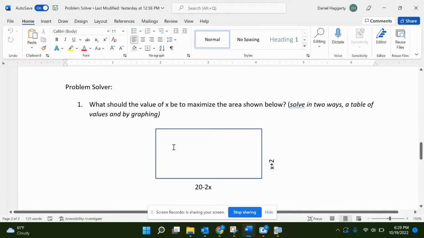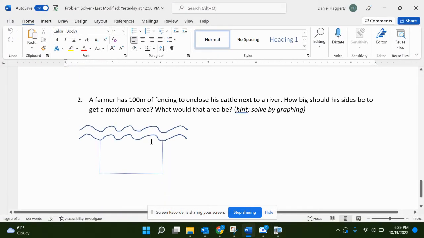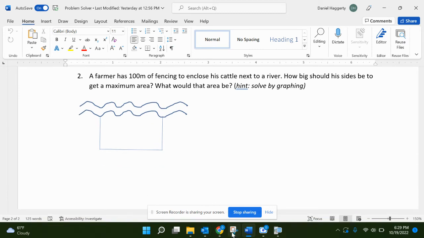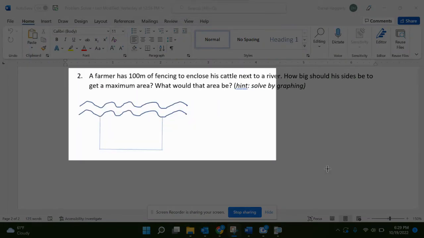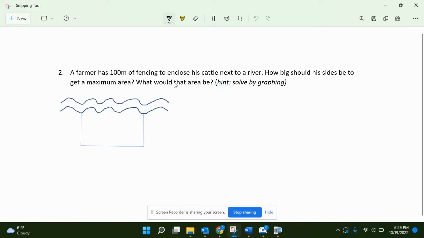Okay. The other problem on there was a river problem. This is a fun problem. Okay, so we're going to have a new snip here. A farmer has 100 meters of fencing to enclose his cattle next to a river. How big should his sides be to get a maximum area? What should that area be?